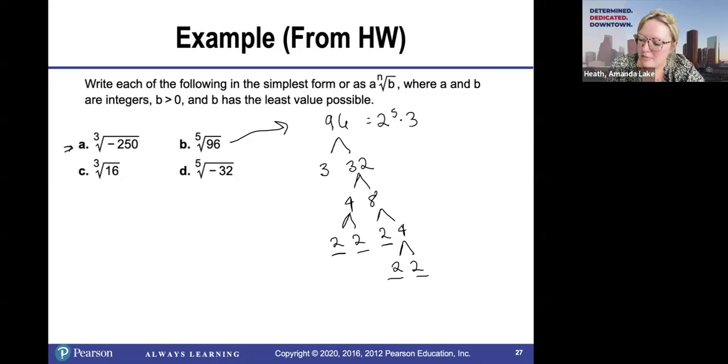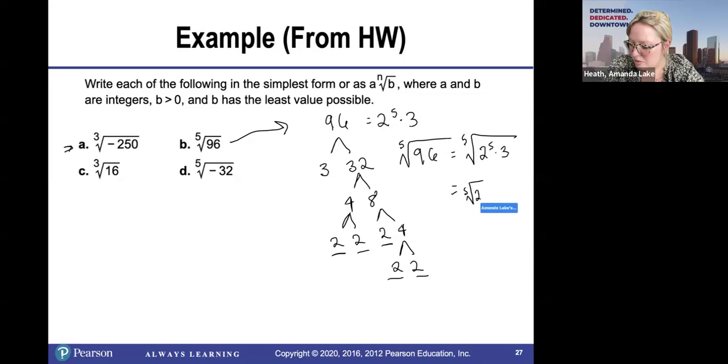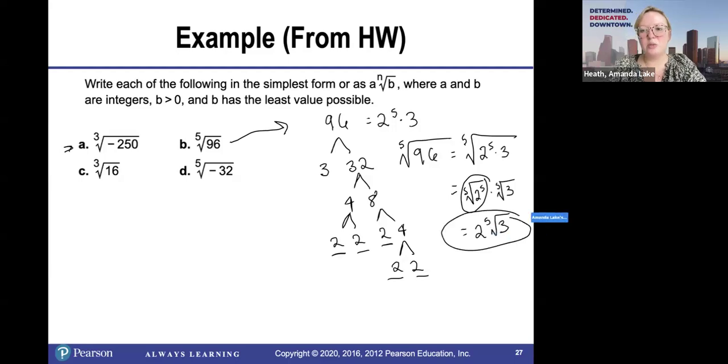So if I want to take the 5th root of 96, that's going to be the same thing as the 5th root of 2 to the 5th times 3, which by that multiplicative property, I have the 5th root of 2 to the 5th times the 5th root of 3. The 5th root of 2 to the 5th is just 2. And there is no 5th root of 3, so this is as simple as we can get it. 2 times the 5th root of 3 for 96.